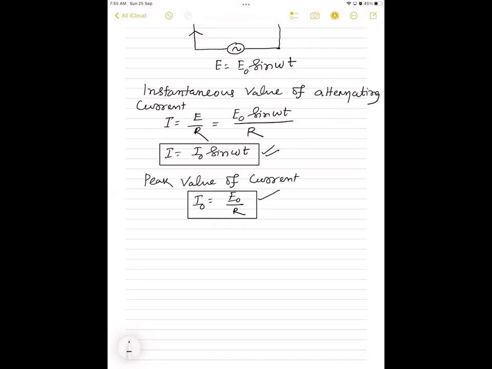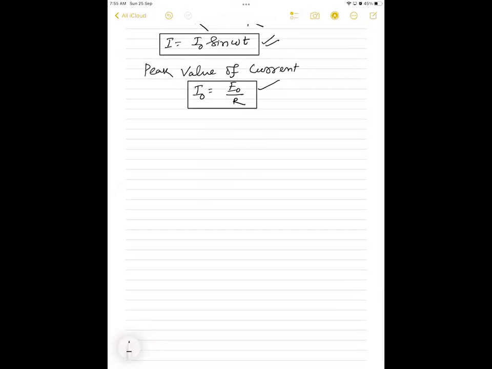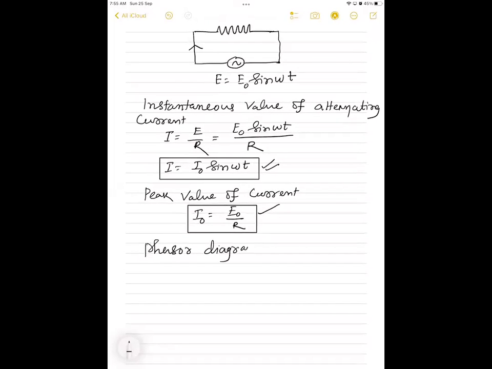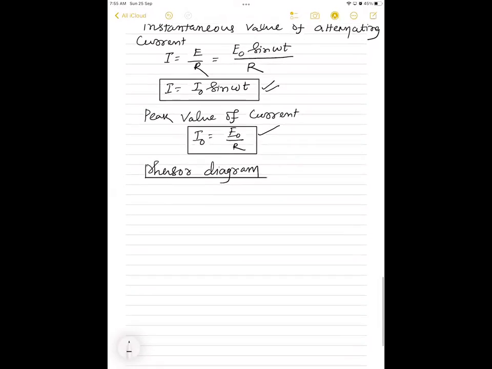Then we'll go for the phasor diagram, how the voltage and current waveforms go, they remain in the same phase, right? Could you scroll up once? Okay, fine, phasor diagram.